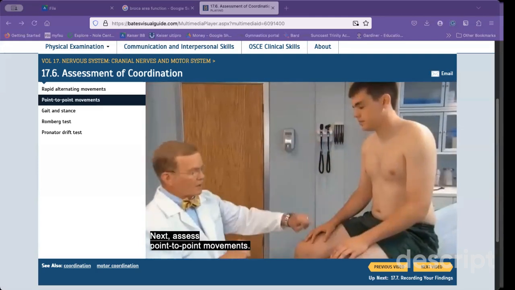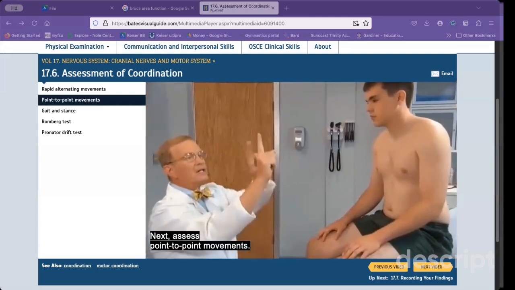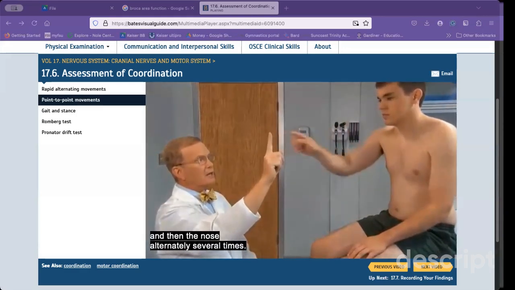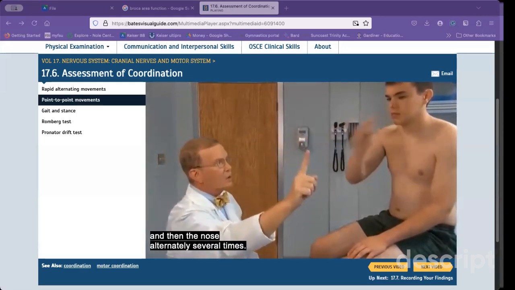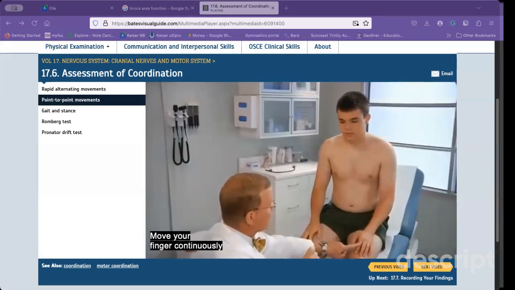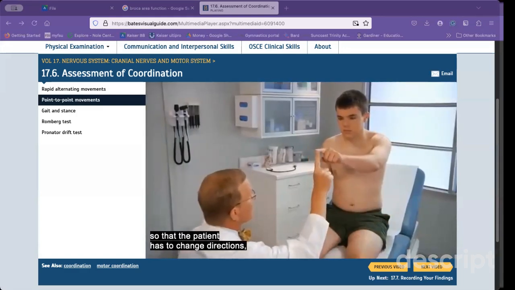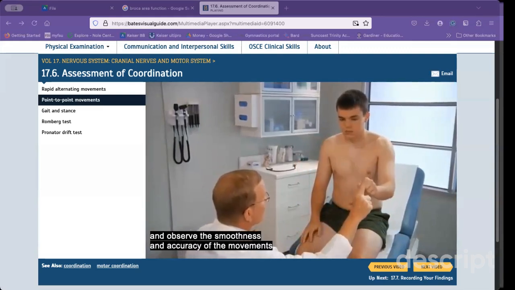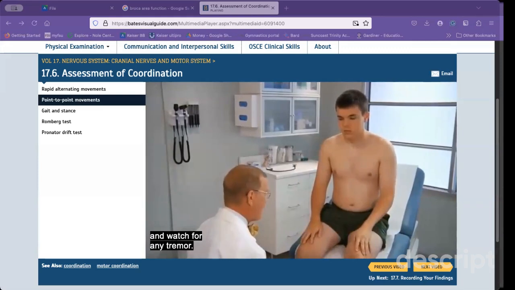Next, assess point-to-point movements. Ask the patient to touch your index finger and then the nose alternately several times. Move your finger continuously so that the patient has to change directions, and observe the smoothness and accuracy of the movements and watch for any tremor.